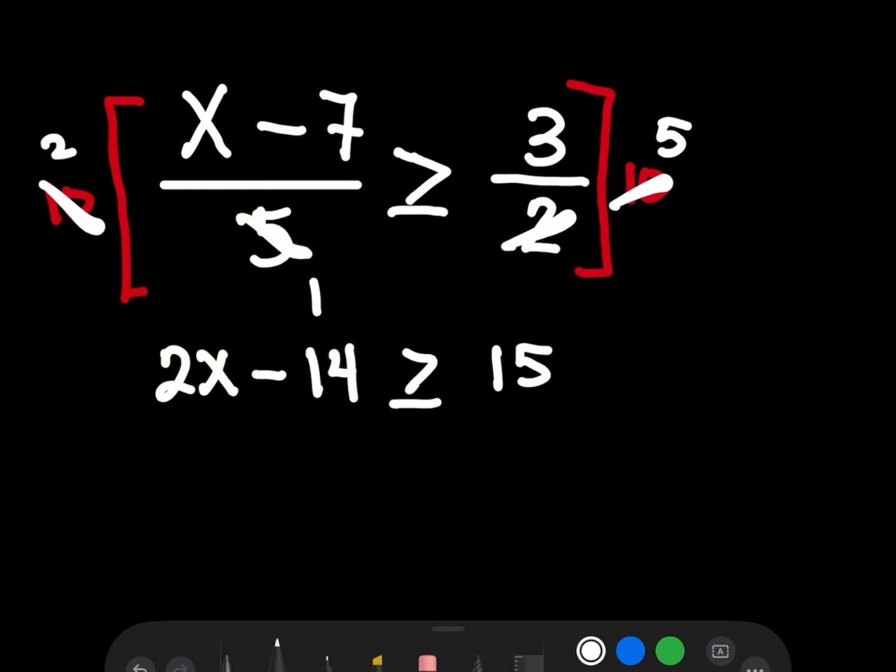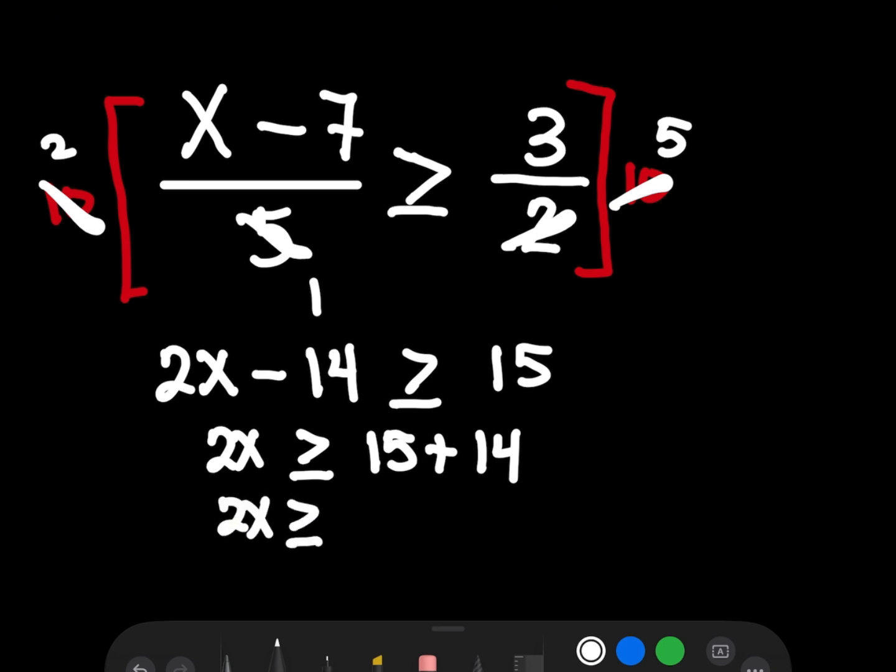And after that, transpose negative 14 to the right side. So you have 2x more than or equal to 15 plus 14. Then simplify 15 plus 14. So 2x is more than or equal to 29.